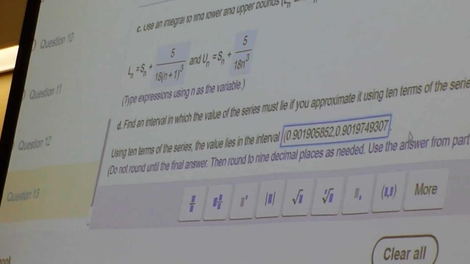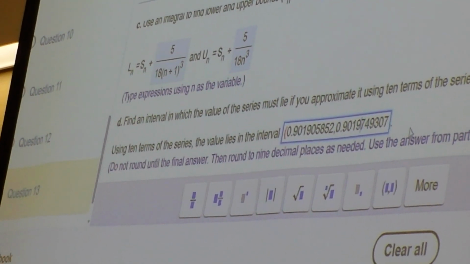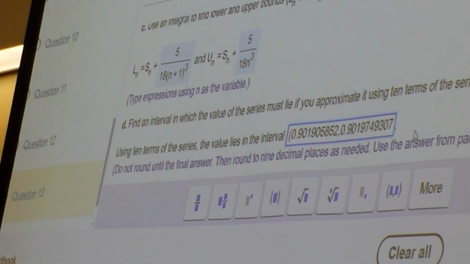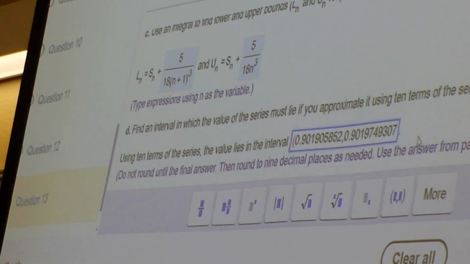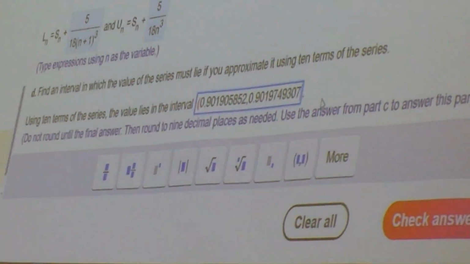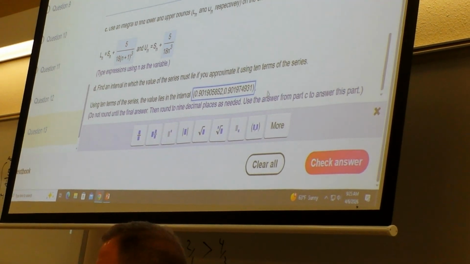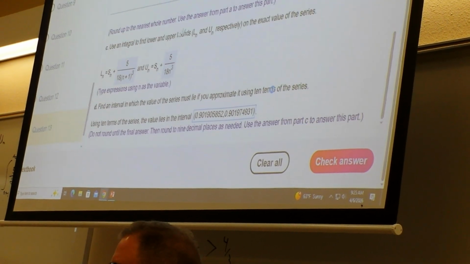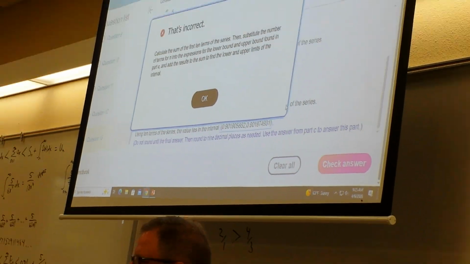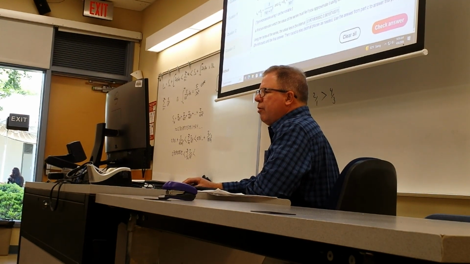Now we got to round it to 9 decimal places, and there are 1, 2, 3, 4, 5, 6, 7, 8, 9, 10. So the 7 rounds the 0 up to a 1, and then we put our parenthesis on there, and we check it. What happened? Where did we go wrong?